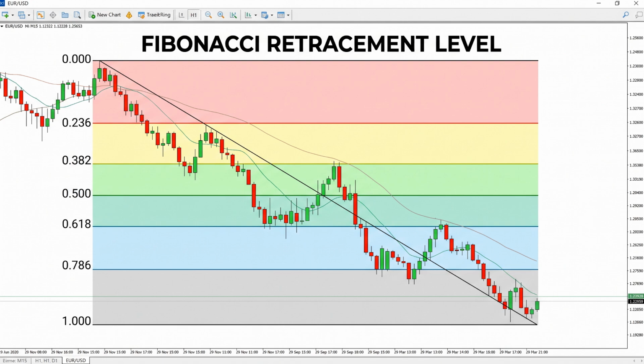The 0.618 level, often called the golden ratio, is widely considered one of the strongest areas of potential resistance in a downtrend. After failing to break above this area, the sellers regain control, and the price resumes its descent toward the 1.000 level.